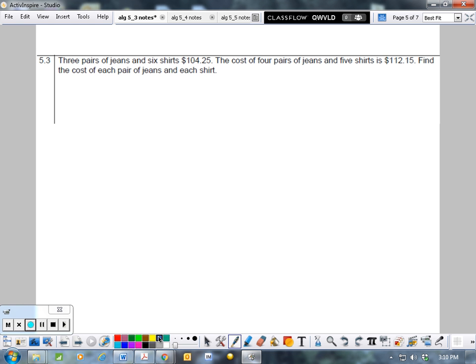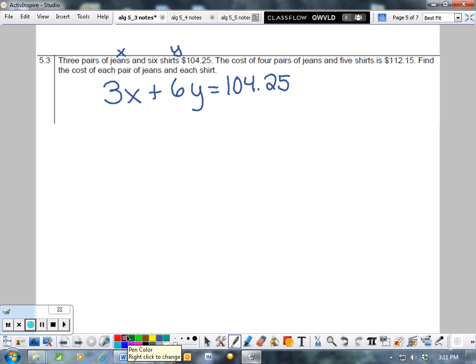So I have 3 pairs of jeans and 6 shirts that cost $104.25. So I have 3 jeans called jeans x, and I have 6 shirts. Okay? Now I'm not associating this with the cost. Actually, I am associating with the cost. So that is $104.25. Now I'm going to look at my next one. The cost of 4 pairs of jeans, so 4 jeans and 5 shirts, is $112.15.